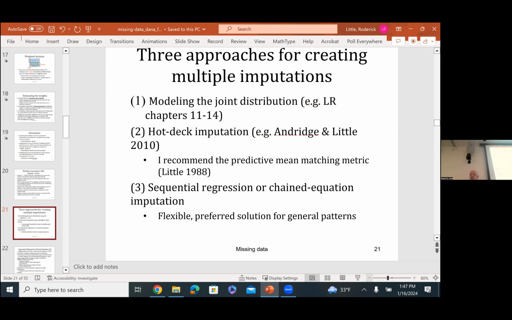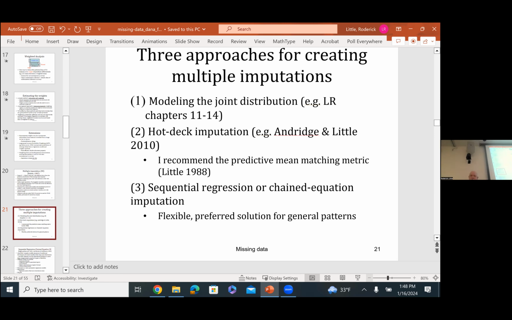There's hot deck imputation, which is more of a survey type method, but essentially creates a match between a case that has missing values and a complete case based on some metric, and then just fills in the values from the complete case into the incomplete case. So the CPS hot deck, current population survey hot deck, was one of the early examples of a hot deck. Then there's the various choices of metric.